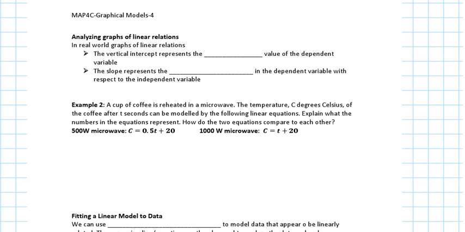In real-world graphs of linear relations, the vertical intercept represents blank of the dependent variable. So first of all, what's a vertical intercept? What other words do we use for the vertical intercept? The y-intercept. So the y-intercept represents the, which is, what do we call that value? So if I have this, right, and then this is my y-intercept, what else do we call the y-intercept?